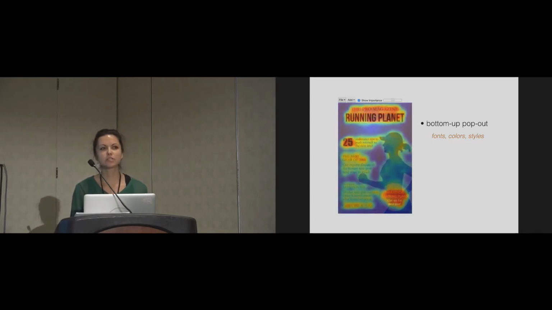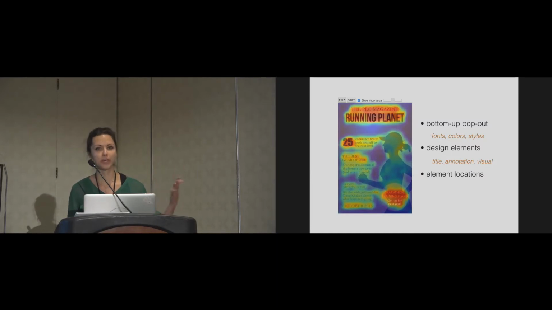So importance is more than just saliency. It also has to include knowledge about the semantics of different design elements. So whether something is a title or an annotation or a visual should affect whether or not we predict people will look there. Also what's important is how those elements are arranged. So their location should affect whether or not we predict people will look there within the context of the whole design layout.